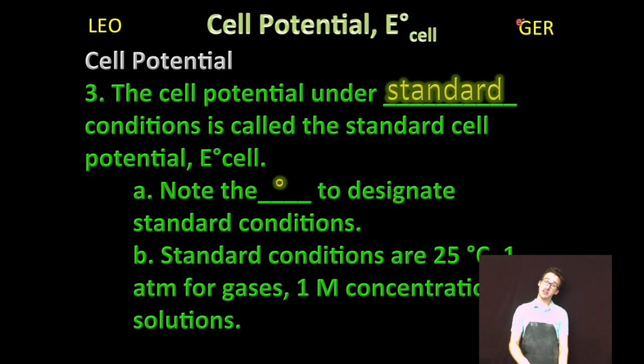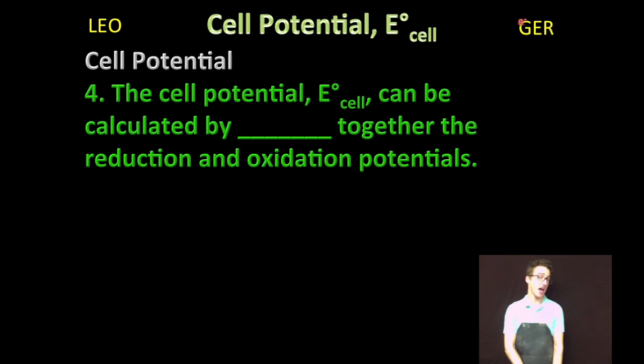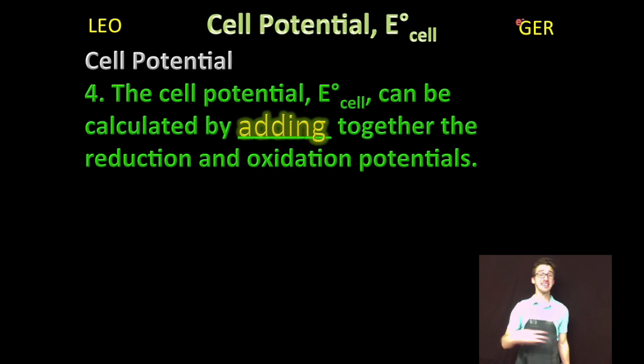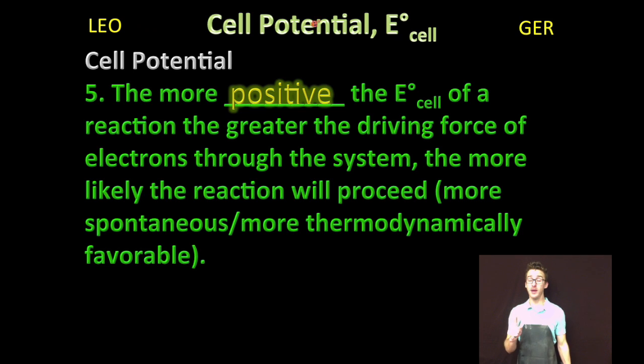And when we're talking standard conditions, we're talking 25 degrees Celsius, 1 atmosphere for gases, and 1 molar concentrations for solutions. So, how do you determine the cell potential for an overall redox reaction? You simply add together the reduction potential and oxidation potential for the two half reactions. Boom. Now here's the big one. The more positive that cell potential of a reaction, the greater the driving force of electrons through the system, the more likely that reaction will proceed. In other words, it's more spontaneous, more thermodynamically favorable, the more positive that E cell is.